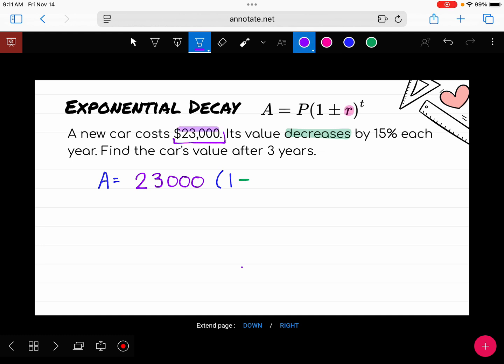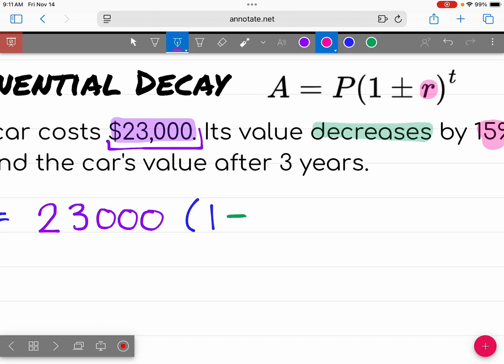What is our R going to be? Our 15%. How do I write that for my equation? 0.15. Do not put 15 in there. If we want to have a generic equation, we put it to the T. That would give us a prediction for any possible number: for 1 year, for 3 years, for 10 years, for 20 years.